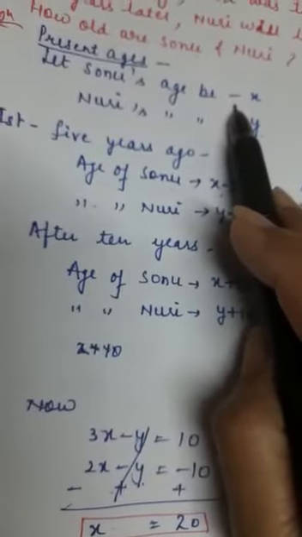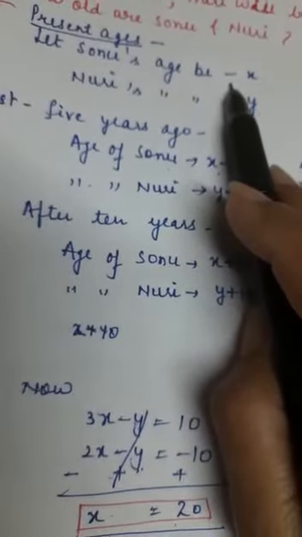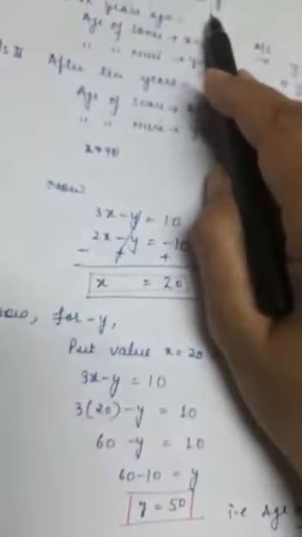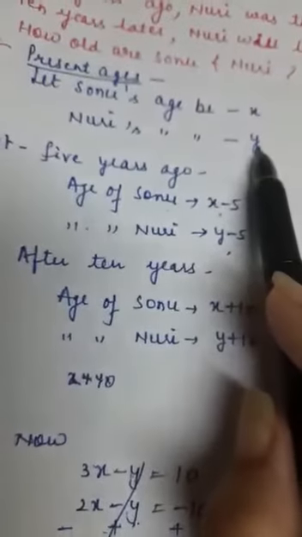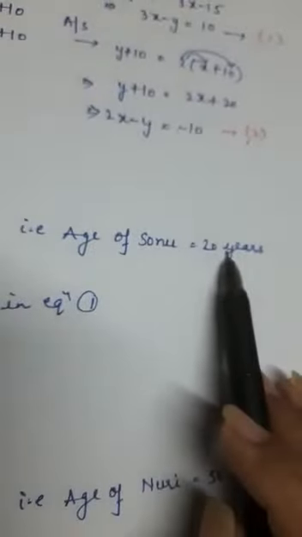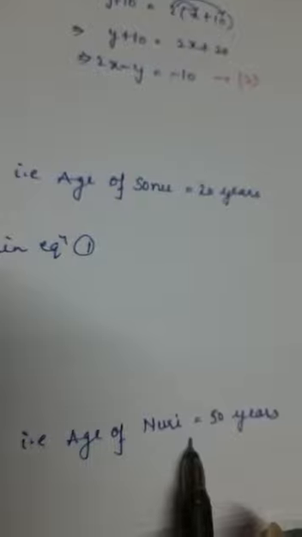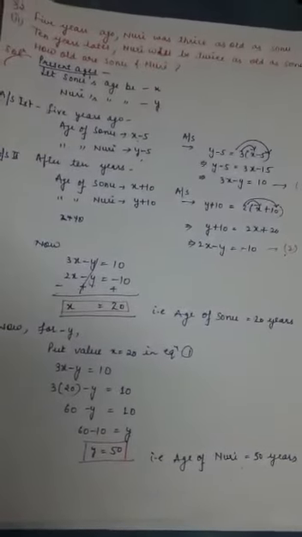What was x? X was Sonu's age. It means Sonu's age is 20 years and Noori's age is 50 years. Present ages, it has been asked how old are Sonu and Noori. So we have taken their present ages as x and y and we got x is equal to 20 and y is equal to 50. Age of Sonu was 20 and age of Noori is 50. Clear? I hope this is clear to you. Try more questions on the basis of this. Thank you.